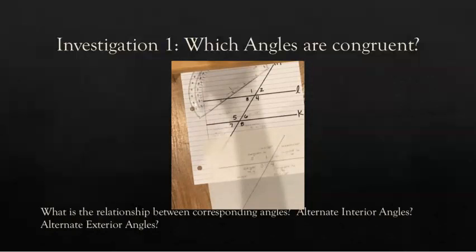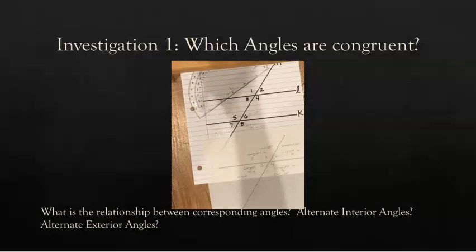4 and 5 are alternate interior angles. In my diagram, they both measure 125. They're congruent. The alternate exterior angles are 1 and 8. In my diagram, they measured 125 each. So that means they're congruent.